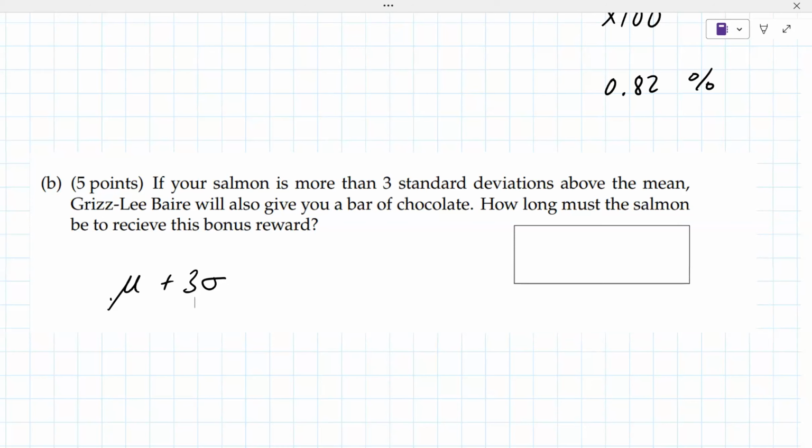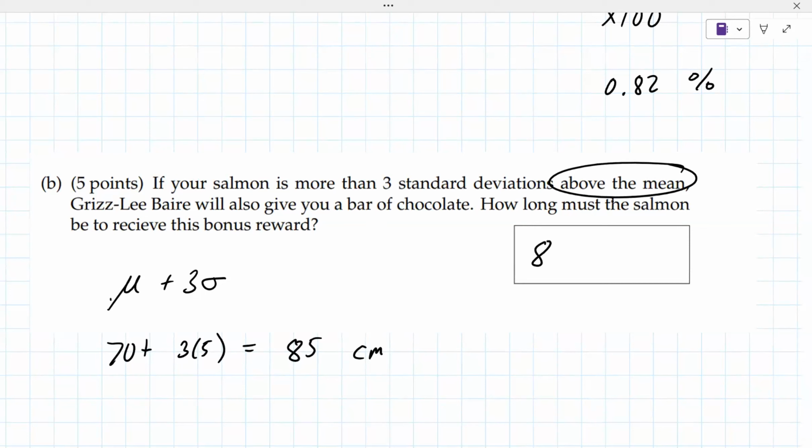All right, so I'm back here. So the three standard deviations above the mean means adding. So it's your mean, which is 70 plus 3 times 5, 85 centimeters. And the units are important. Okay.